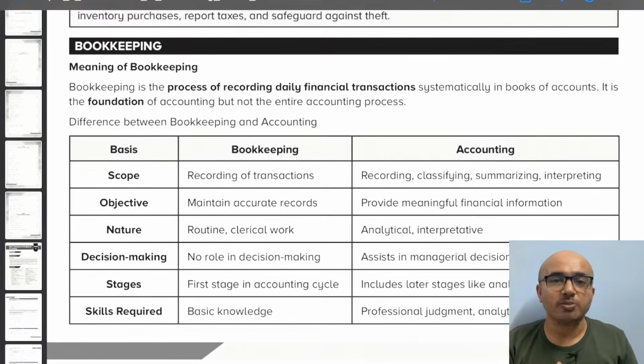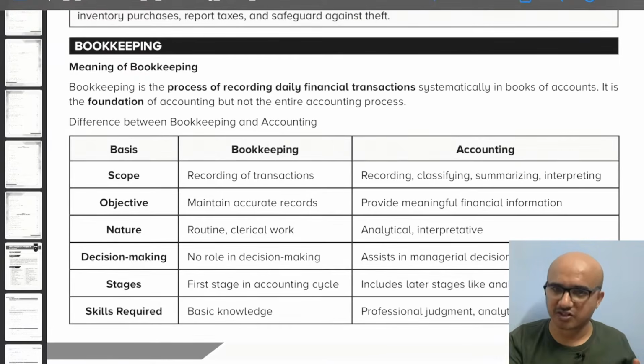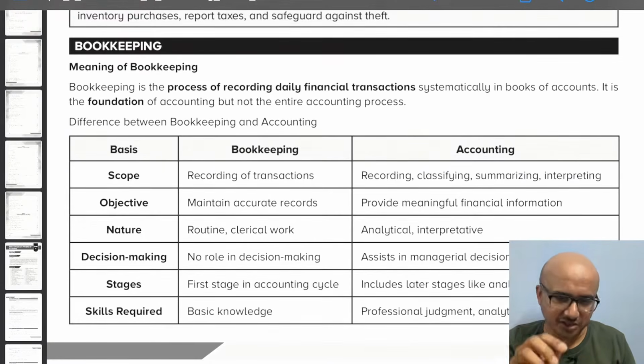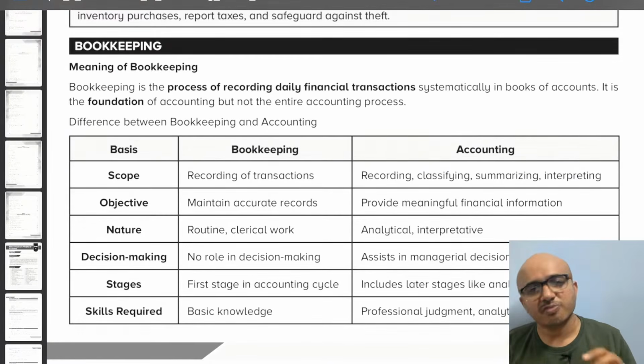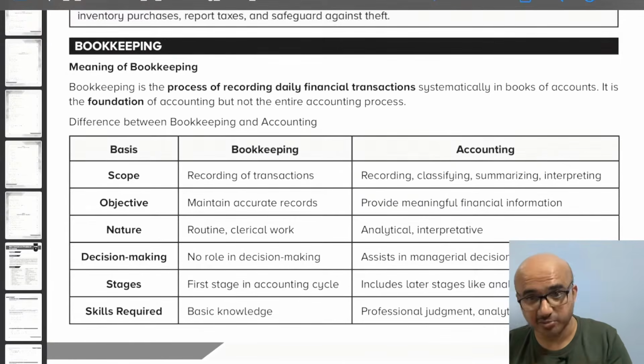Then when it comes to objective, bookkeeping's objective, as they say, is only to maintain accurate records. So whatever you are recording, let it be accurate, let it be based on facts, let it not be some fanciful thing. Then in accounting, we provide meaningful financial information. Again, this is stretching things a bit, but still we say we provide meaningful financial information, because we are not just maintaining accurate records, we are also communicating that. That part is not there as part of bookkeeping, but it's there as part of accounting.